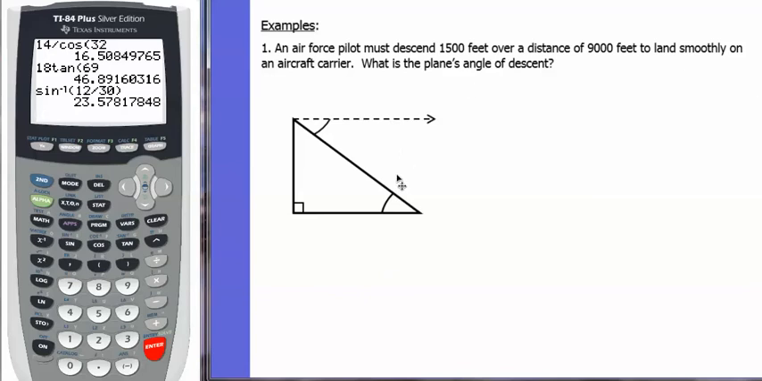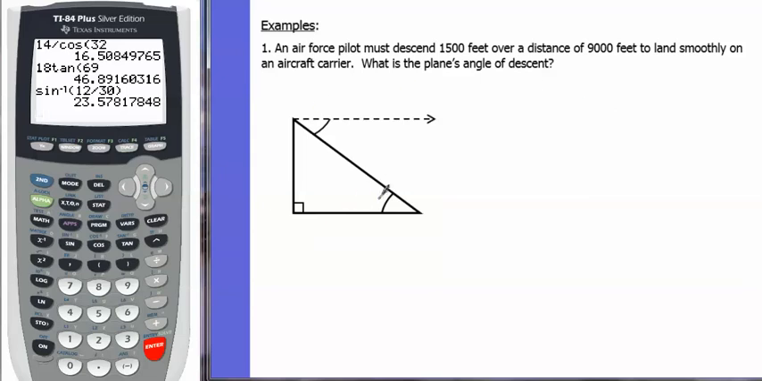You're going to probably have to draw pictures. I went ahead and I copied my picture from before. Once you draw your picture, let's think about this. It says an Air Force pilot must descend 1,500 feet over a distance of 9,000 feet to land smoothly on an aircraft carrier. What is the plane's angle of descent?